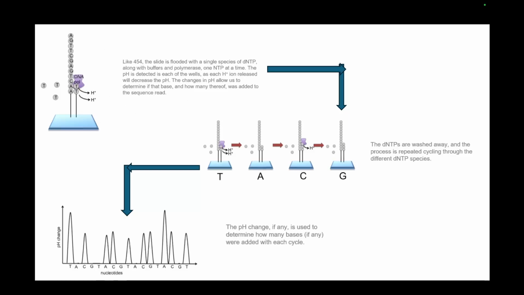sequencing, as we were discussing, this well is basically flooded with a single species of dNTP, along with different enzymes that are required to synthesize the DNA on that strand. So that will include polymerases, that will include buffers and everything, and it can add one NTP at a time. The pH detected in each of the wells, as well as the H plus ions released, will decrease the pH. This change in pH allows us to determine if that base, and how many thereof, were added to the sequence strand. As I was telling you, this change in pH after the addition will help you determine what and how many bases have been added to the sequence.